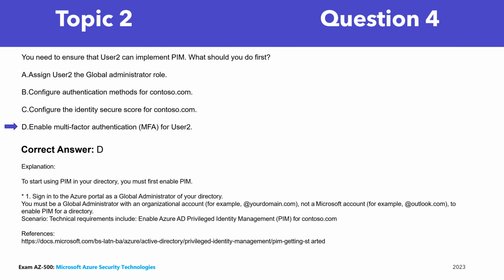You need to ensure that User 2 can implement PIM. What should you do first? A. Assign User 2 the Global Administrator role. B. Configure authentication methods for Contoso.com. C. Configure the Identity Secure Score for Contoso.com. D. Enable Multi-Factor Authentication, MFA, for User 2. Correct answer, D.